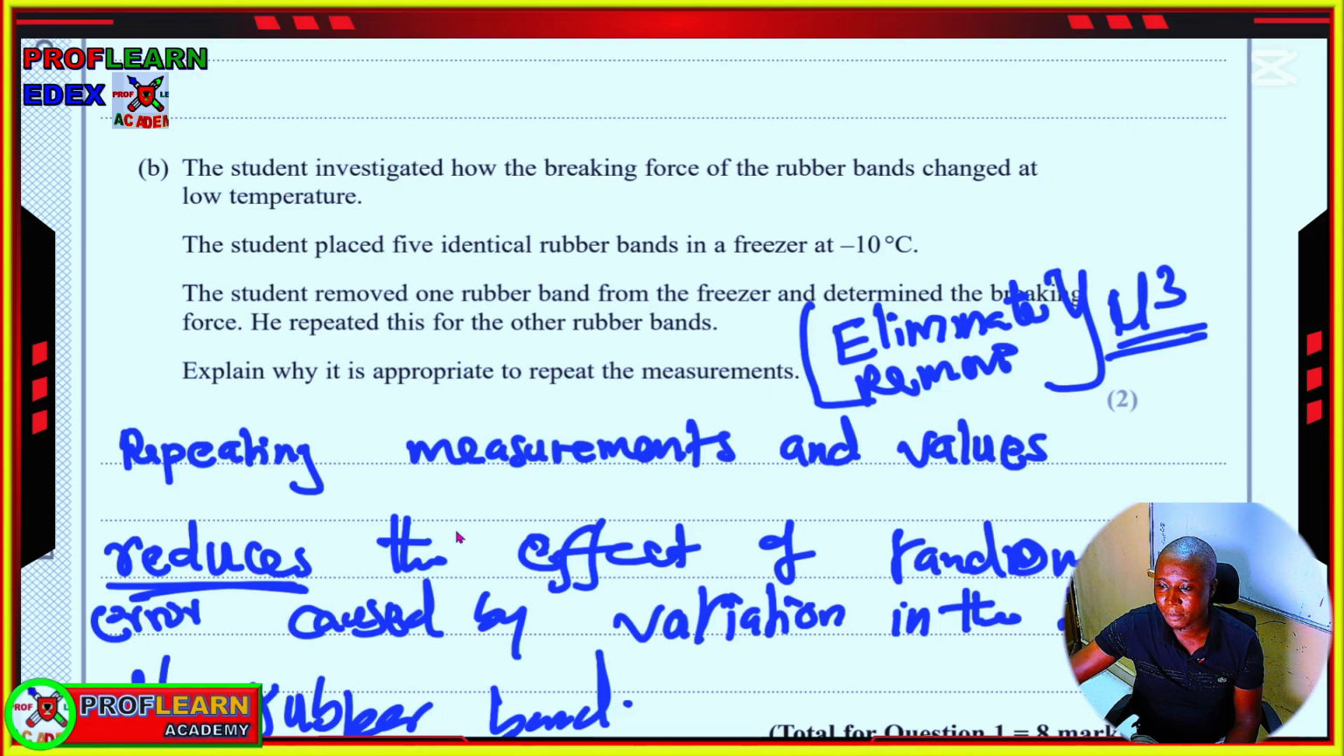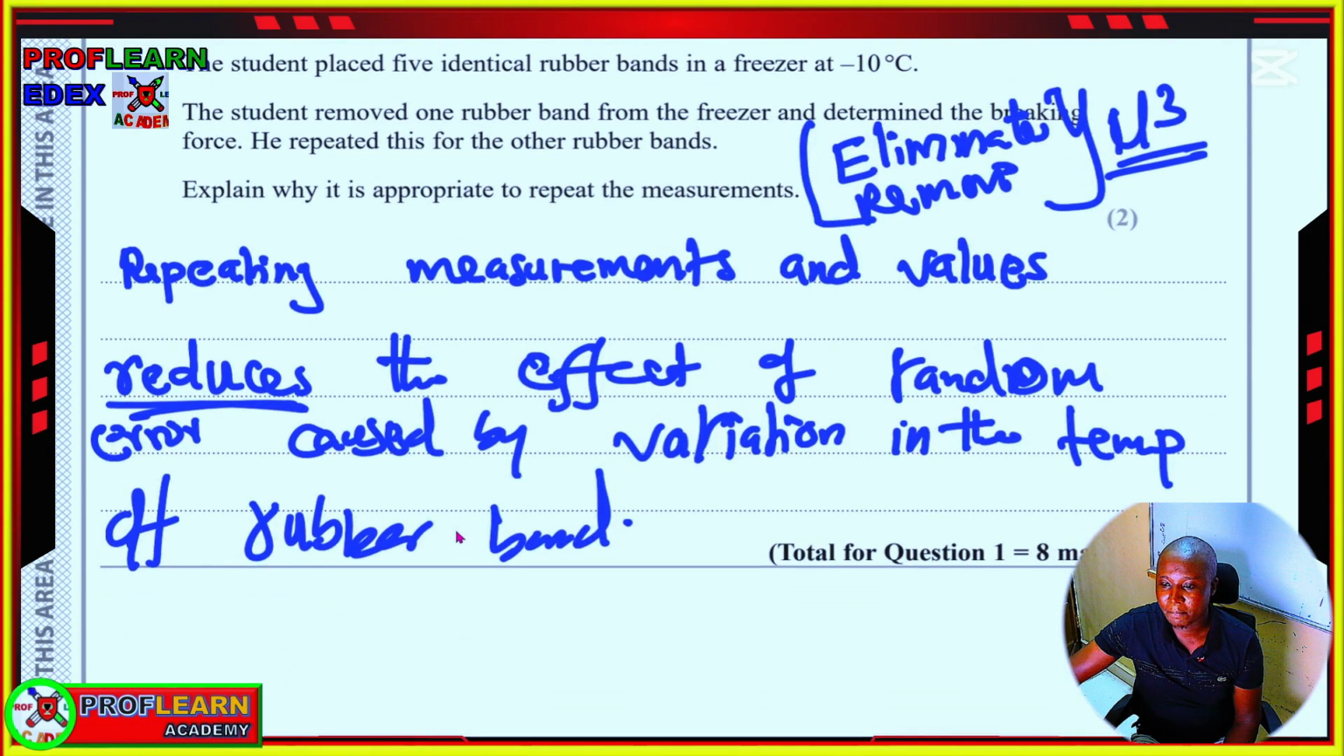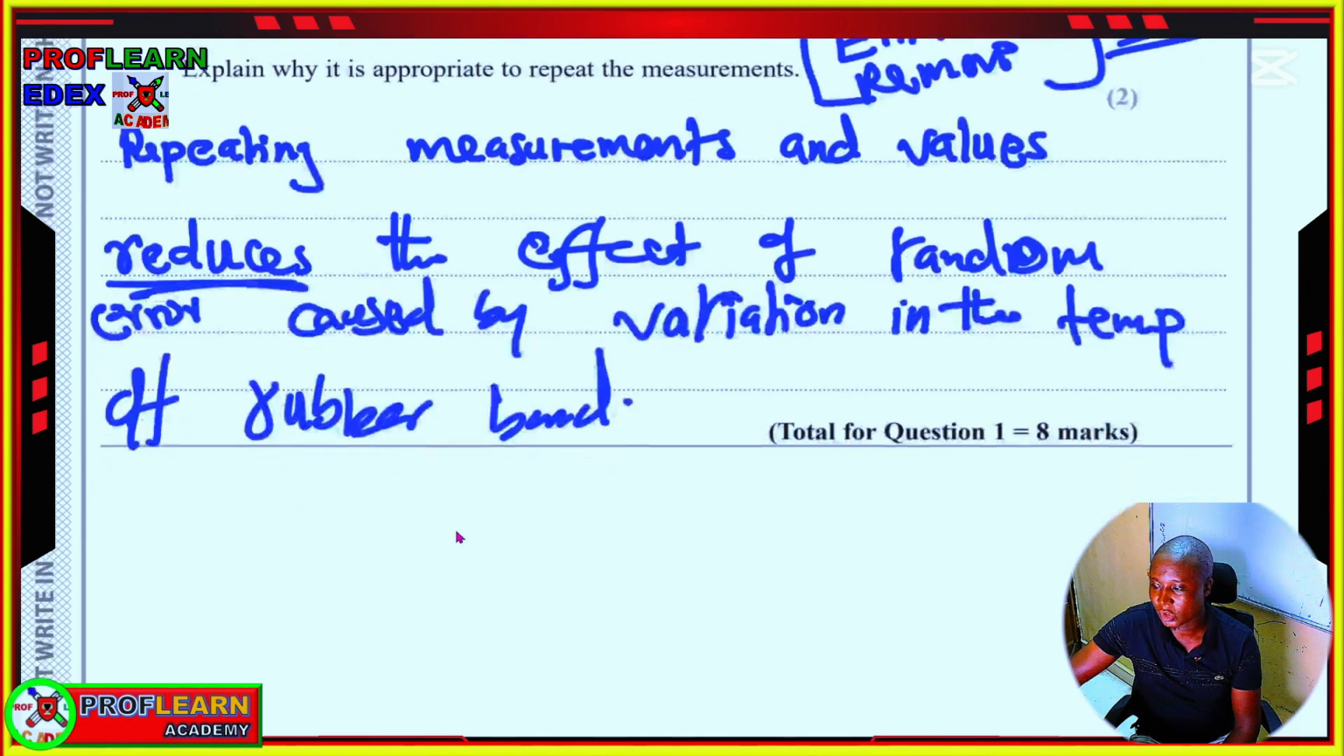Explain why it's appropriate to repeat measurements. Remember, measurements are repeated so that we can have values we can find an average of. And in that way, if you repeat measurements, you can reduce the effect of the random error that can be caused by some of the changes in this particular experiment. Repeating measurements and values reduces the effect of random error, for example by the variation of temperature in that case.